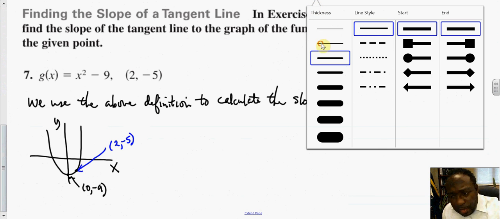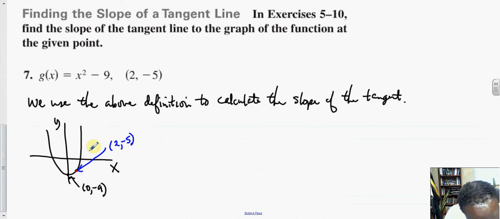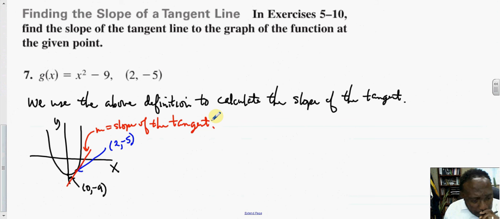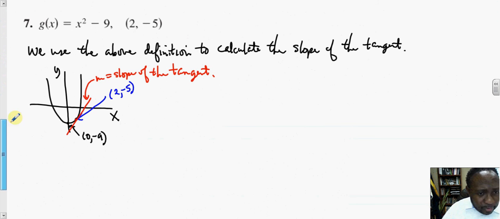And this tangent that we're investigating, this tangent line, is actually the line that touches this point, and so this line here is said to be the slope of the tangent. Now, so that's graphically. Let us analytically find it.